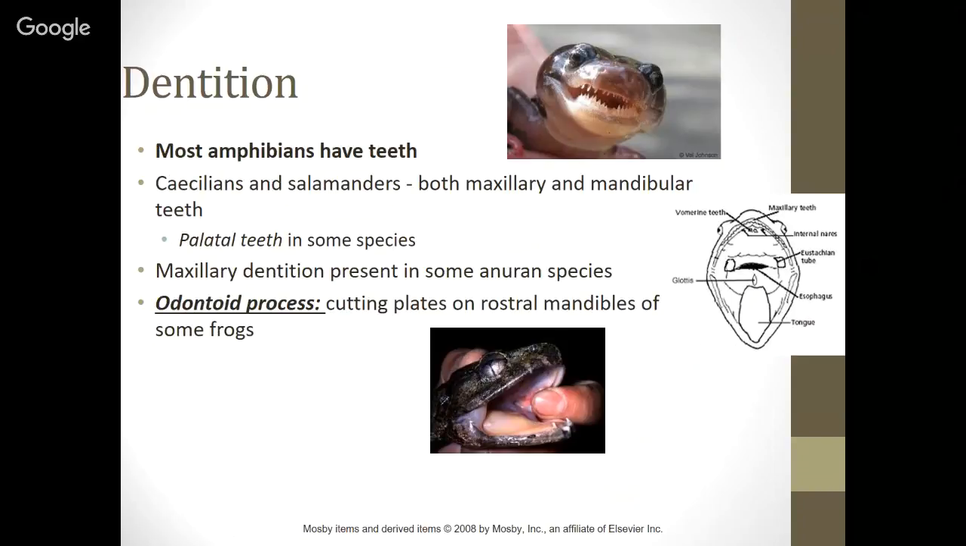Most amphibians have teeth. Caecilians and salamanders have both maxillary and mandibular teeth. They may also have palatal teeth in some species. The maxillary dentition is present in some anurine species. They also have odontoid processes, which are cutting plates on the rostral mandibles of some frogs. That's probably something you never thought of, that these little guys have teeth.